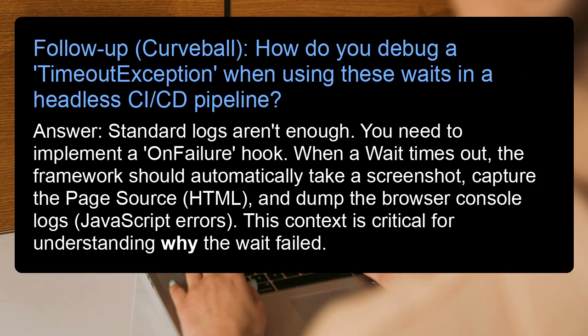Follow-up curveball. How do you debug a timeout exception when using these waits in a headless CI/CD pipeline? Answer: standard logs aren't enough. You need to implement an on-failure hook. When a wait times out, the framework should automatically take a screenshot, capture the page source, HTML, and dump the browser console logs, JavaScript errors. This context is critical for understanding why the wait failed.